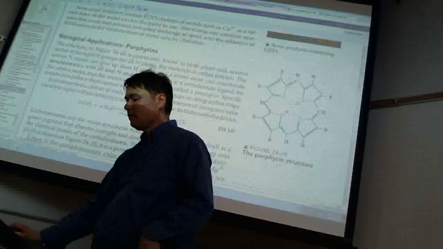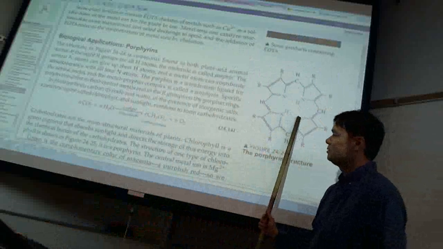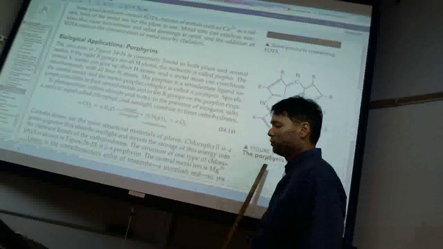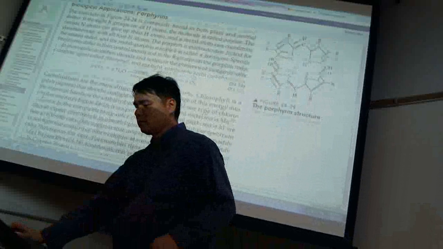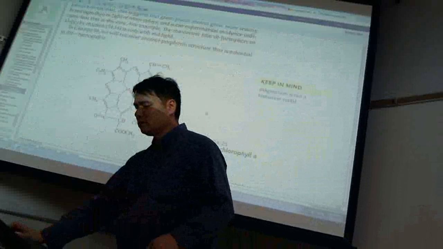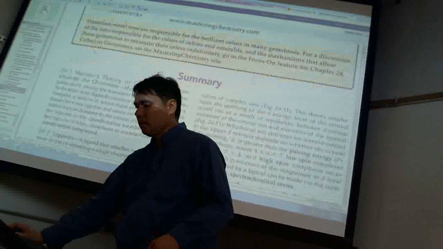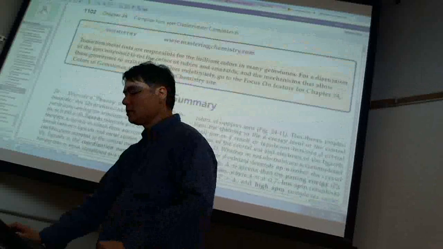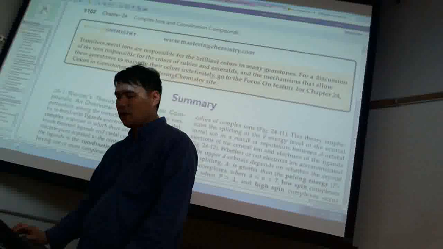Porphyrins are another example. I talked about these flat pancake structures. These occur in a lot of biological molecules. These are the porphyrin structures, and they have a whole bunch of different things you can attach to these. Chlorophyll's one, with magnesium, and others which aren't in here. But there are a lot of biologically significant complexes.